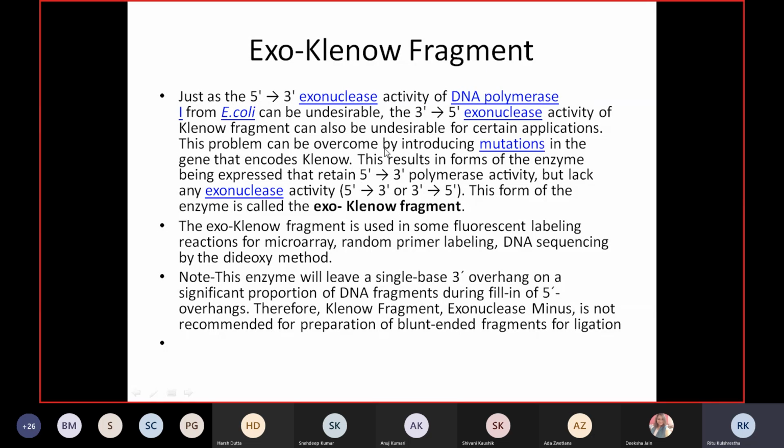So why is it desired that you don't have the 3' to 5' exonuclease activity? It is required in certain conditions where you do not want to take any chance, and you do not want the last base to be removed in any case. It is in sequencing reactions that generally this enzyme or this property is desired. When we go to how sequencing of any DNA fragment is done, I'll come back to this particular enzyme. For your information, exo-Klenow means it does not have any exonuclease activity. It only has 5' to 3' polymerase activity.